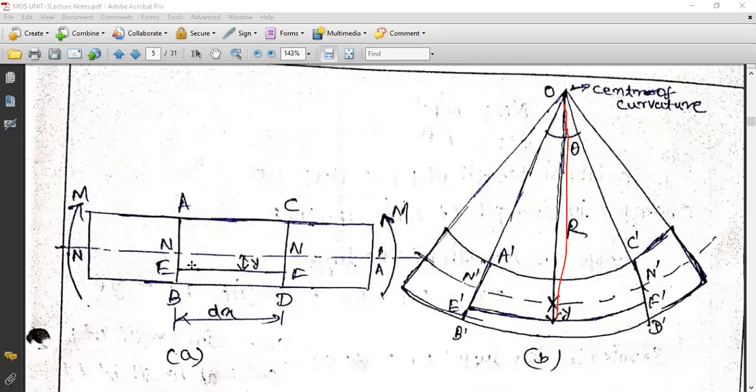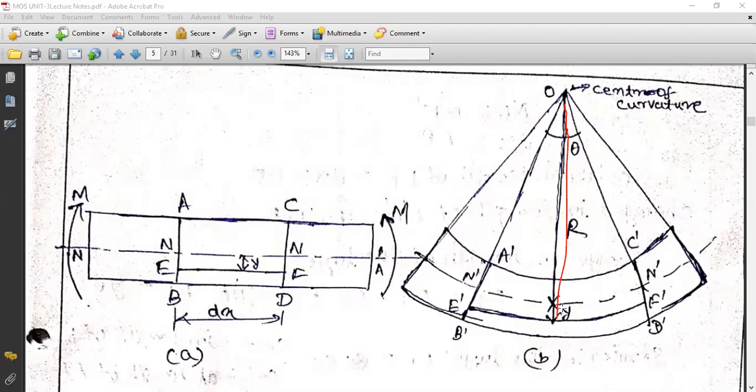The portion of the beam is ABCD, that is AB and CD. The distance between AB and CD is dx, and take one layer EF between AB and CD. The distance of the EF layer from the neutral axis, this is the neutral axis NA, is y.